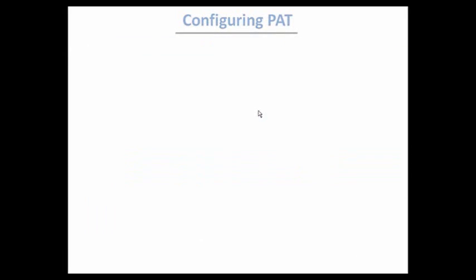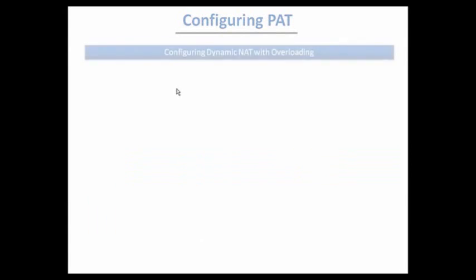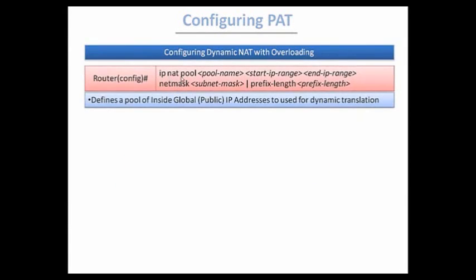But we can also configure PAT even if we have a pool of public IP addresses. Configuring dynamic NAT with overloading, if you want to call it like that, doesn't change much from configuring regular dynamic NAT. We still have to provide a pool by typing ip nat pool, the name of the pool, starting IP address, ending IP address, and the subnet mask.